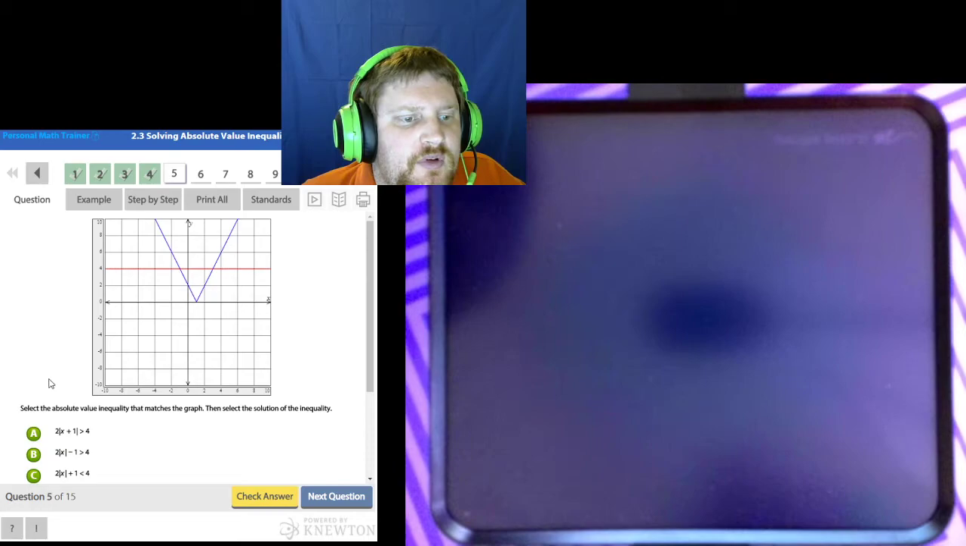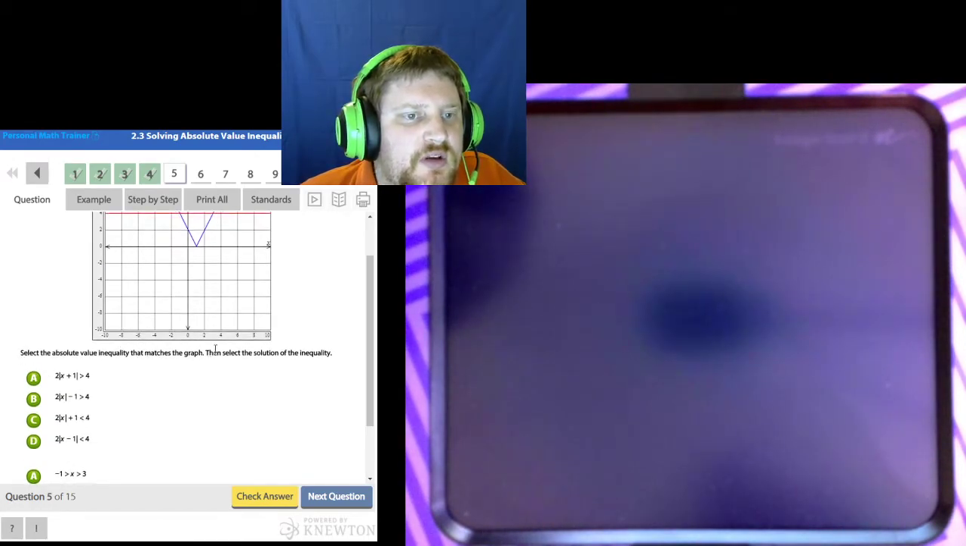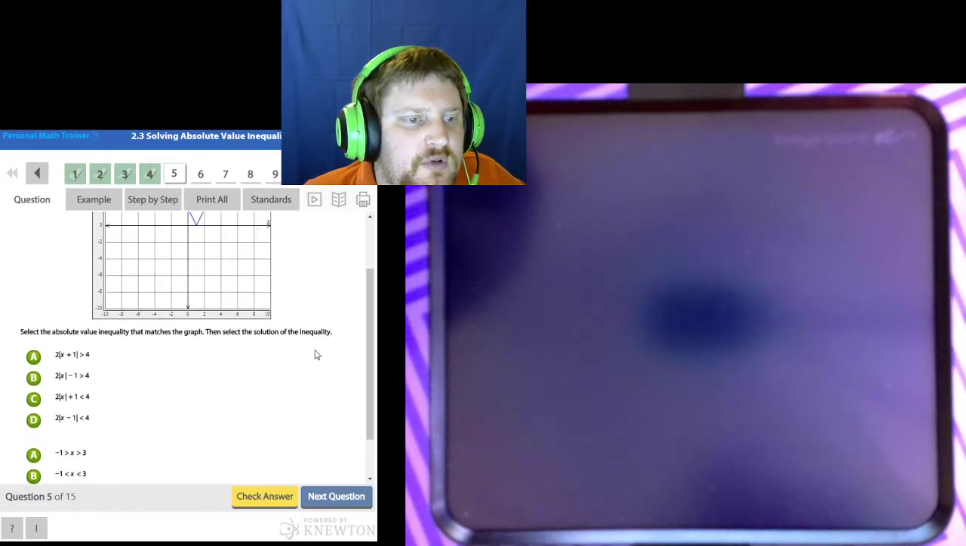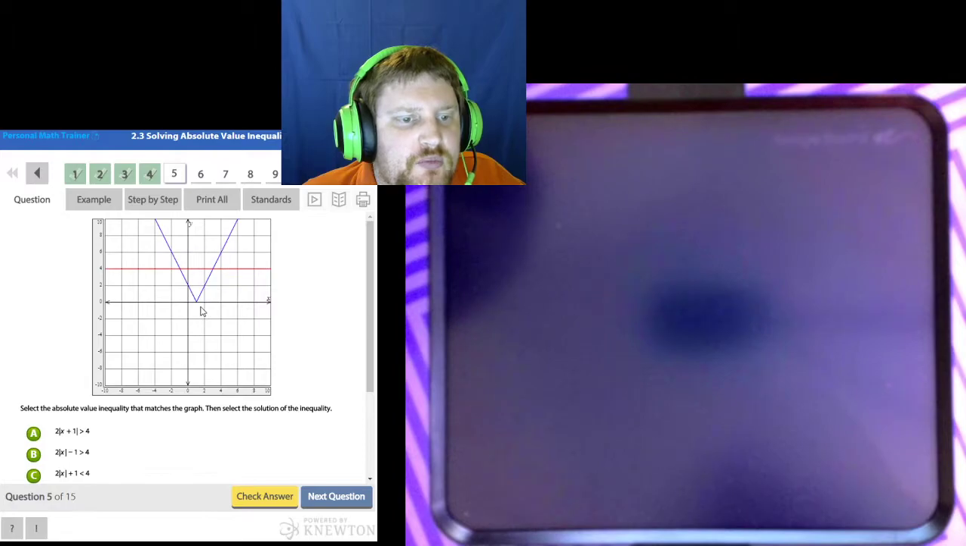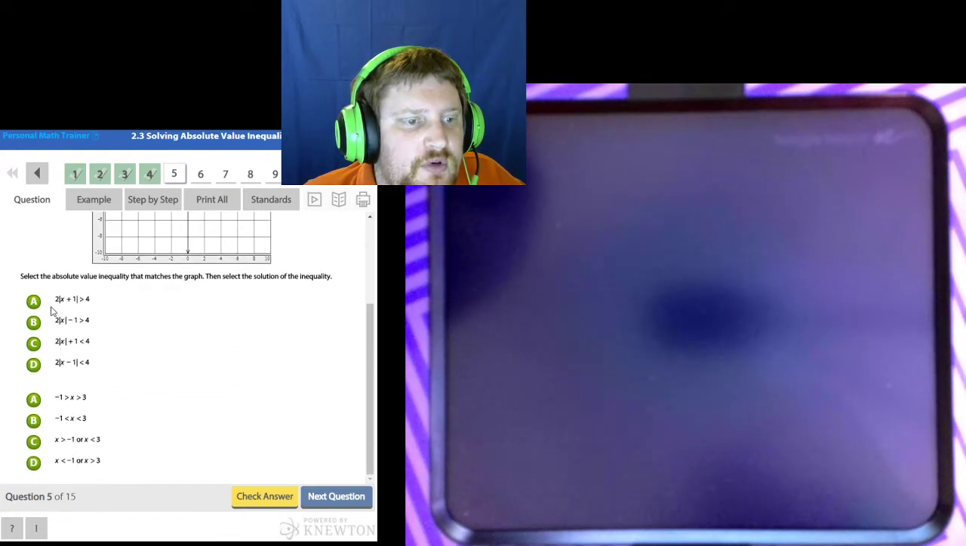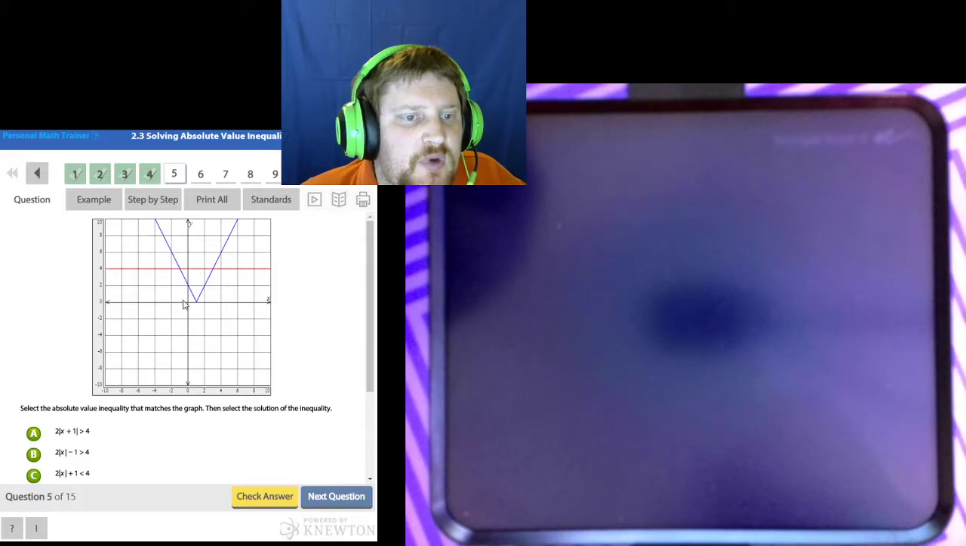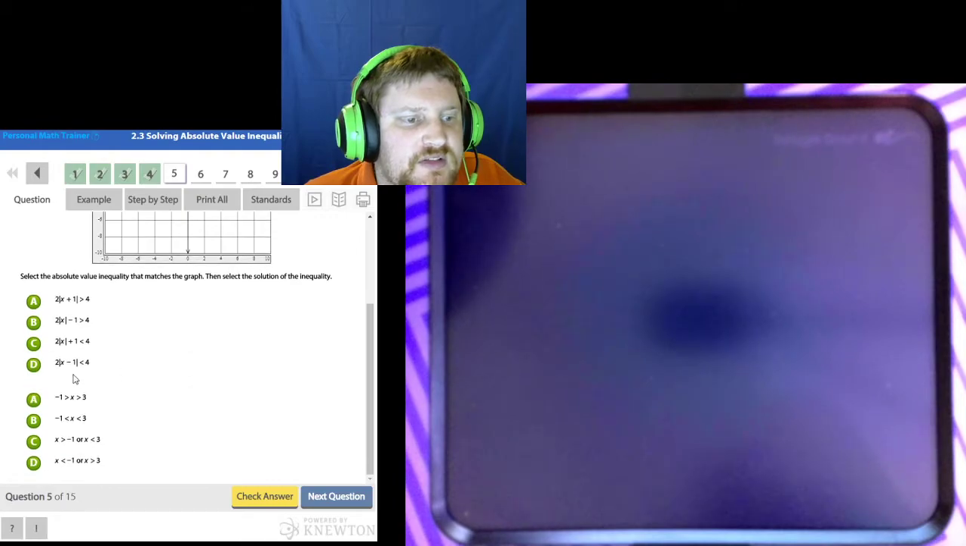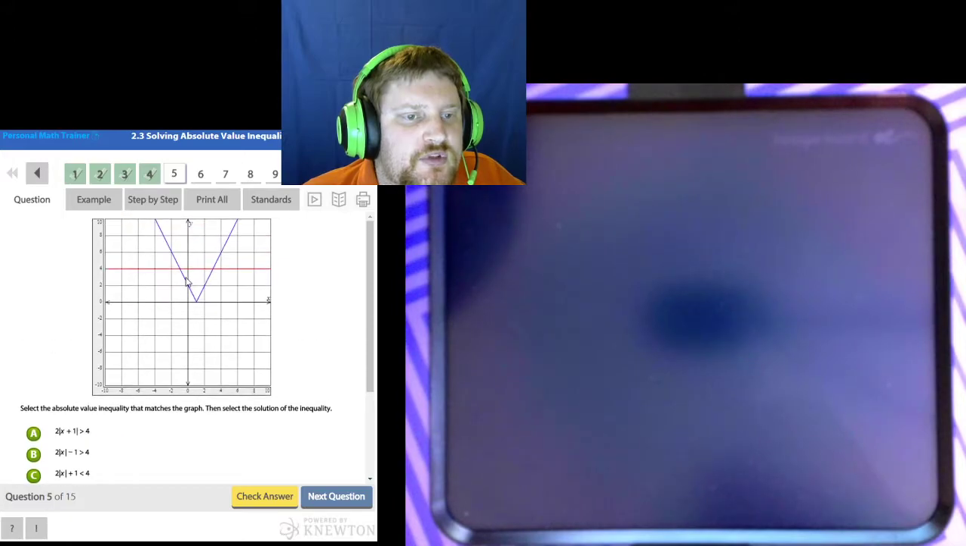Number 5. Select the absolute value inequality that matches the graph, then select the solution to the inequality. Okay, so our slope is, these are going by 2's, so we go up 2 over 1. So 2 is correct. And we have shifted to the right 1. So that's minus 1 on the inside. Minus 1 on the inside is less than 4. So it's less than 4 between negative 1 and 3.